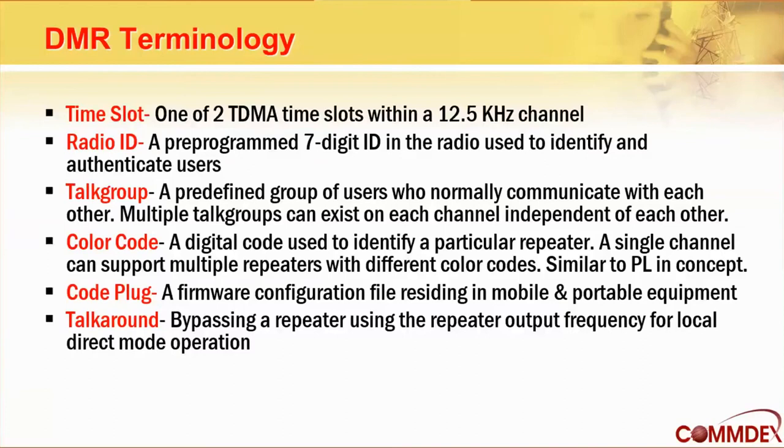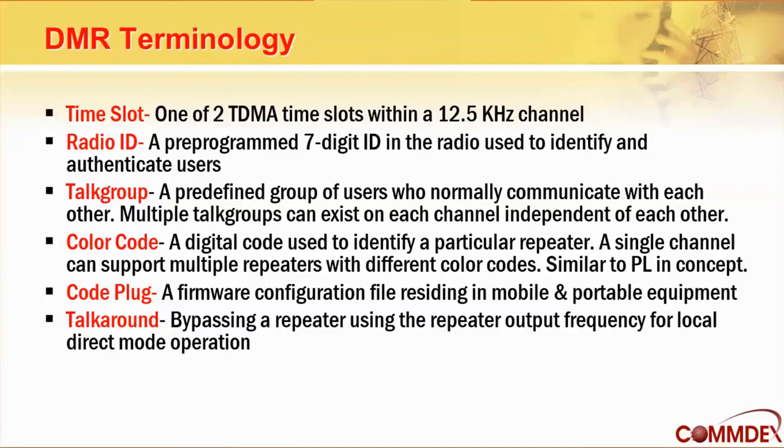Talk group, same thing that P25 does. A predefined group of users normally communicate with each other, and you can have multiple talk groups existing on each channel independent of each other. Now here's a term that is unique to DMR called the color code. And think of this like a NAC code. It's a digital code used to identify a particular repeater. So it's similar to PL in the analog world or NAC in the digital world, but color code is a DMR term.